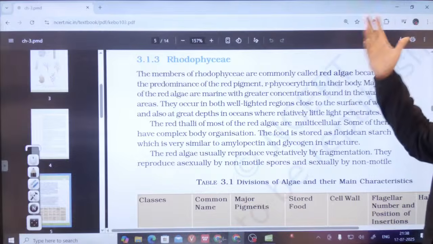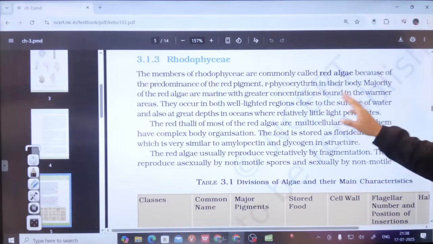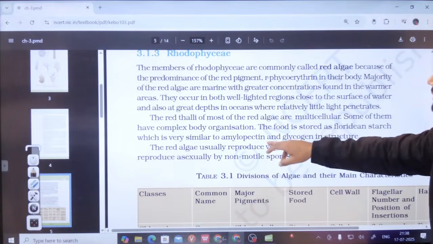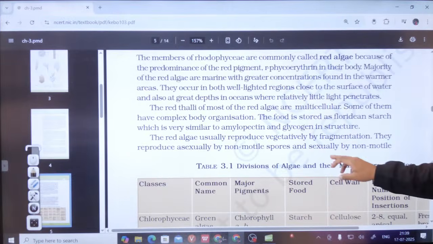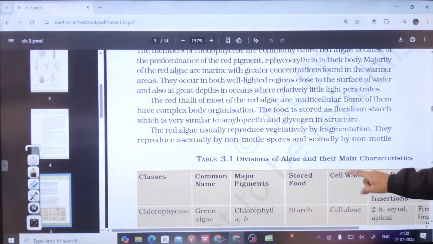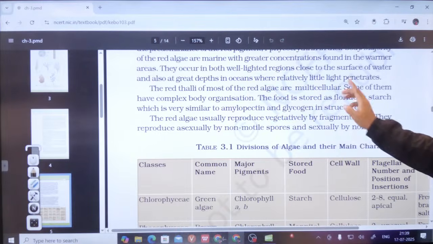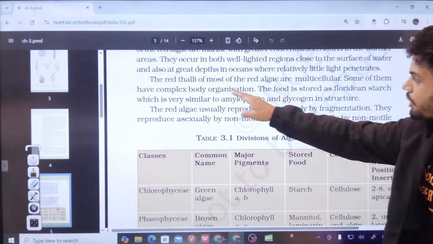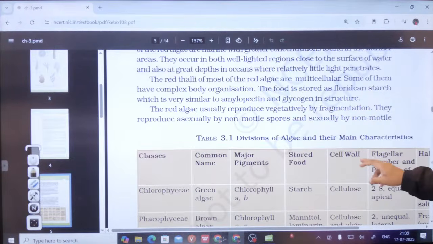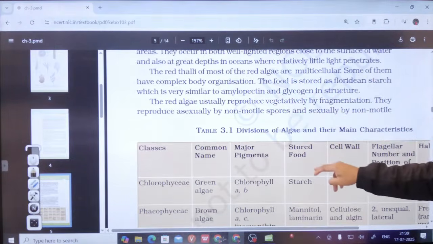Red algae, the ancient algae, have the pigment phycoerythrin. Mostly they are marine, present in well-lit regions. Most red algae are multicellular, and most of them have complex body organization. The food is stored as floridean starch, similar in structure to amylopectin and glycogen.